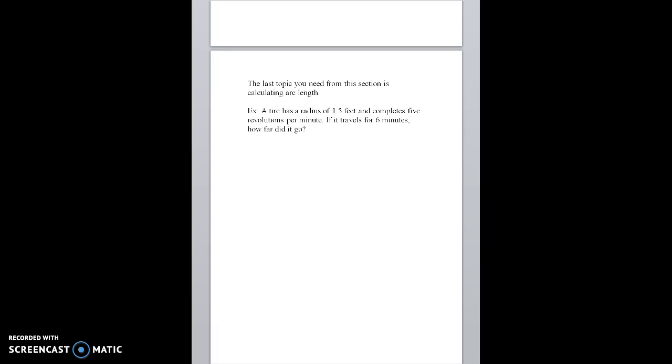The very last topic here that you'll need for the test is arc length. Here's an example problem. A tire has a radius of 1.5 feet and completes 5 revolutions per minute. If it travels for 6 minutes, how far did it go? You actually don't need any trig to do this problem. It's kind of common sense. You do need to know that the circumference of a circle is equal to 2 pi r.